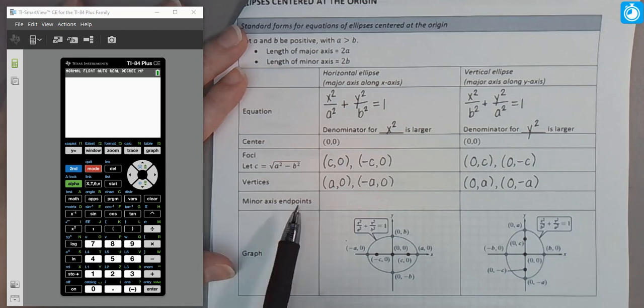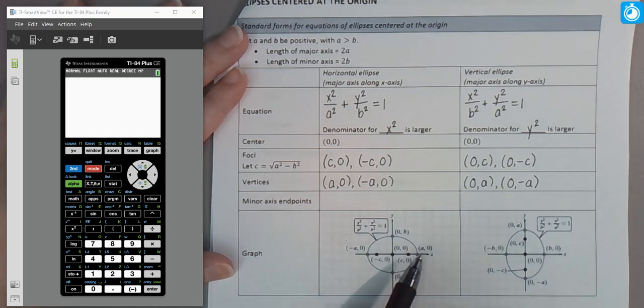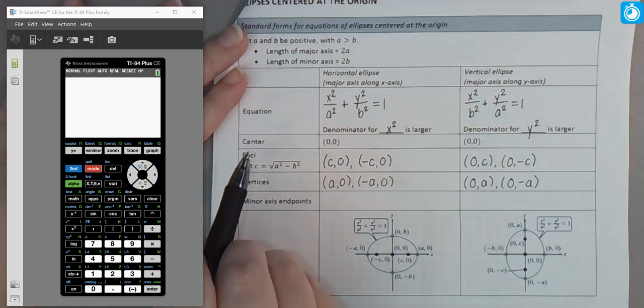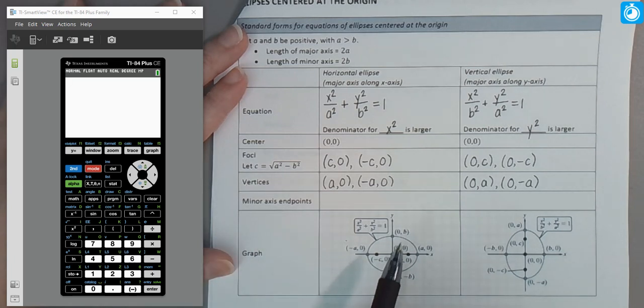Now once we get to the minor axis, the orientation flips. If our major axis is horizontal, then the minor axis is going to be perpendicular to that, which means it's going to be vertical. So if we distribute things horizontally to find our foci and our vertices, we distribute points vertically in order to find our minor axis endpoints.